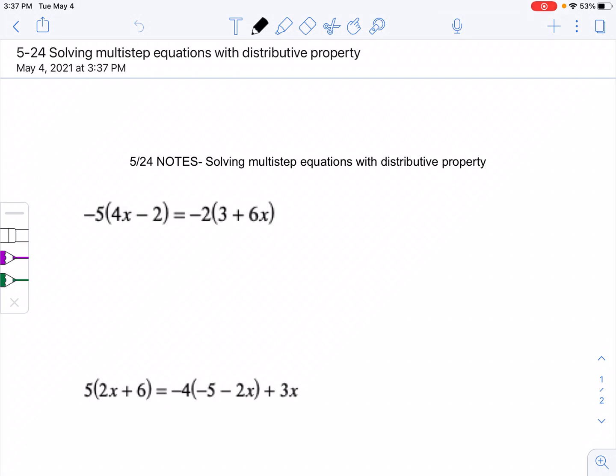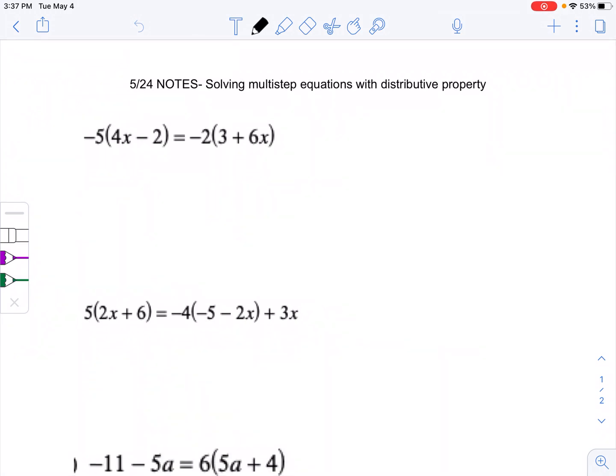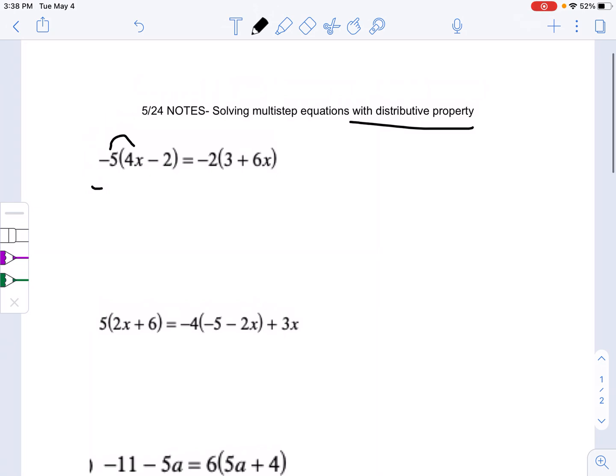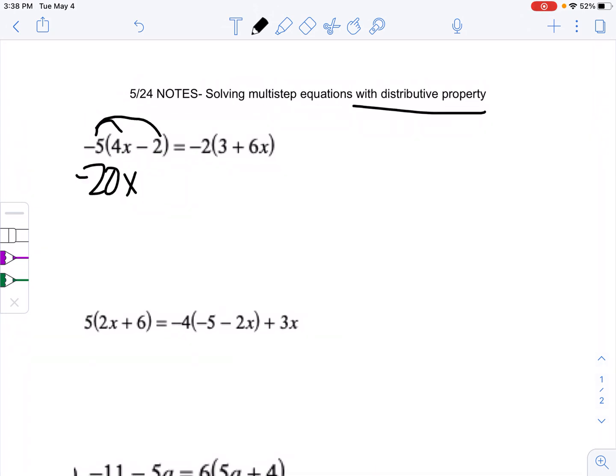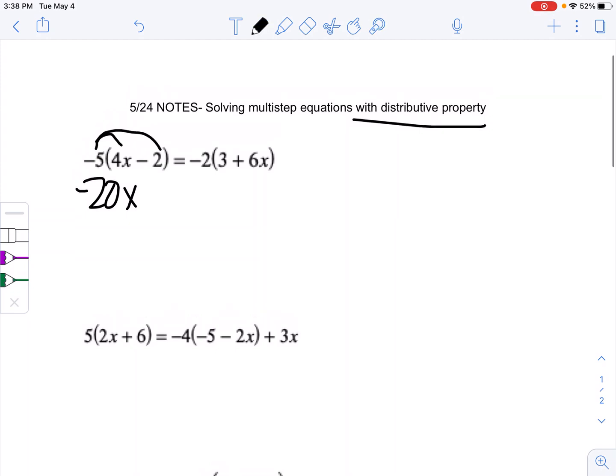Okay, today I'm going to go over solving multi-step equations, also using the distributive property. So on the first example, we want to distribute the negative 5 first. I'm going to do negative 5 times 4x, which would be negative 20x. And then we're going to do negative 5 times a negative 2. Remember, when there's two negatives, negative 5 times negative 2 is going to make positive 10.